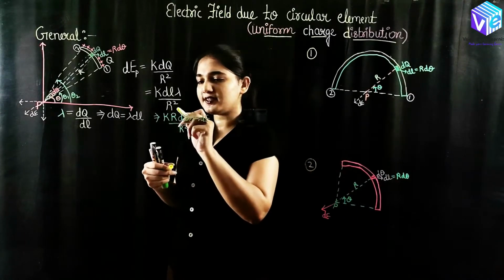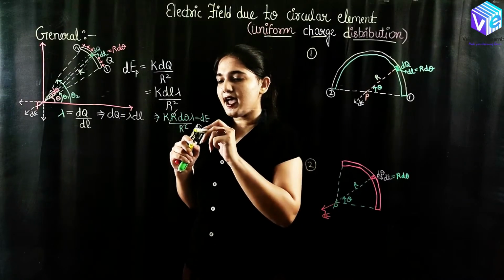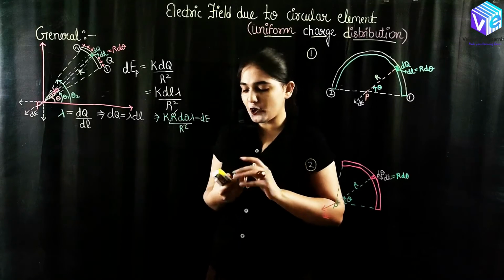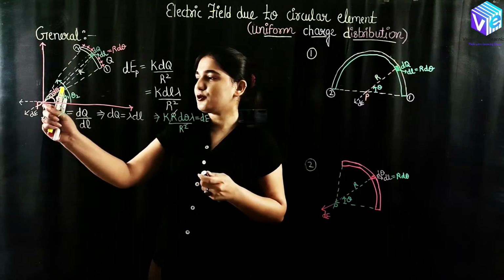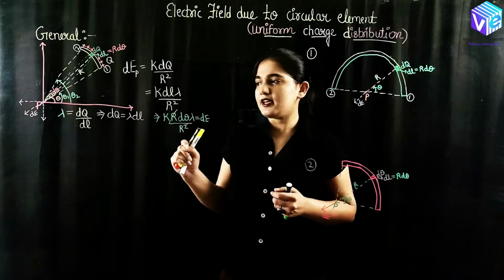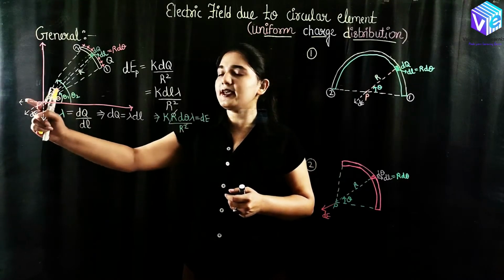Okay, so here you can see this R and this R will be getting cancelled out, and here what I am left with, all of the parameters are now the same. Now here you can see if I resolve the two components of this dE. So one component will be here and one component will be here.